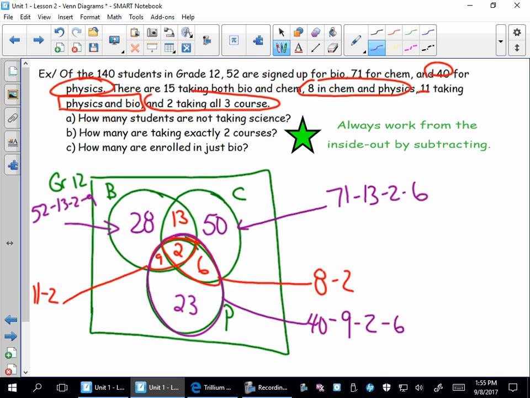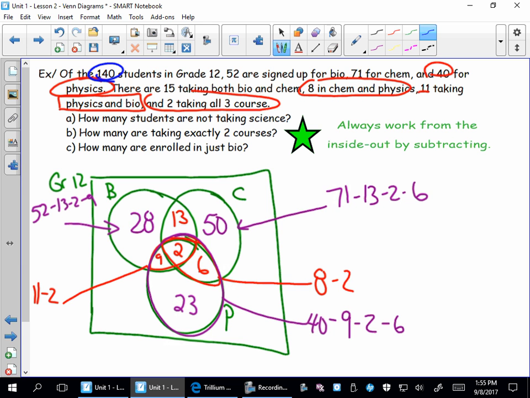Now here's the one tricky part. At the end, we got to make sure we have our entire universal set. We know what it's supposed to all add up to. Does it add up? What do we got? We got 28 plus 13 plus 50 plus 2 plus 9 plus 6 plus 23 comes out to 131. But we're told in the question there's 140 students.